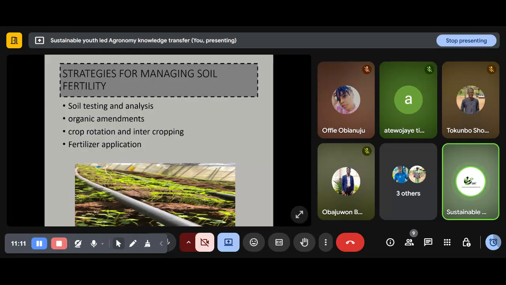Another strategy for managing soil fertility is organic amendment. That is using compost, using manure. You can use manure to amend the soil. For example, let's say you test the soil and you discover that it is lacking nutrient, you can use organic amendment for it. Crop rotation and intercropping.